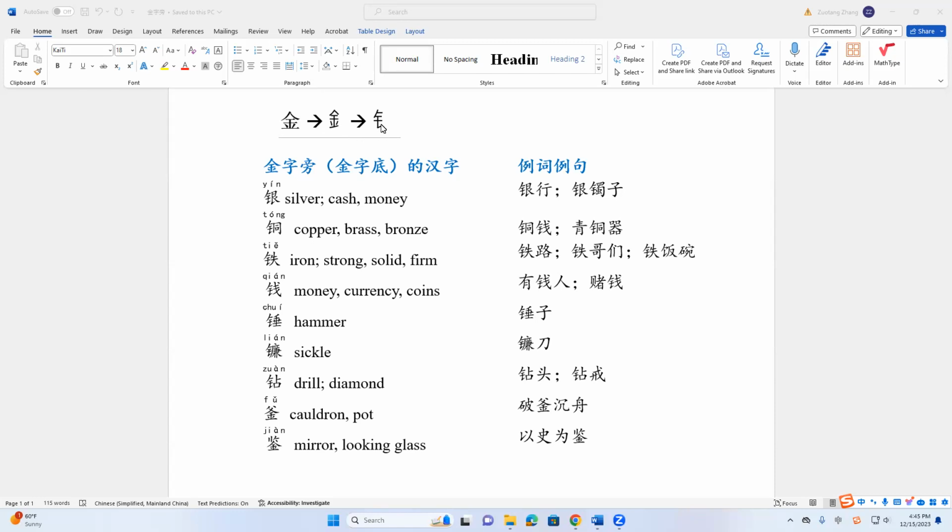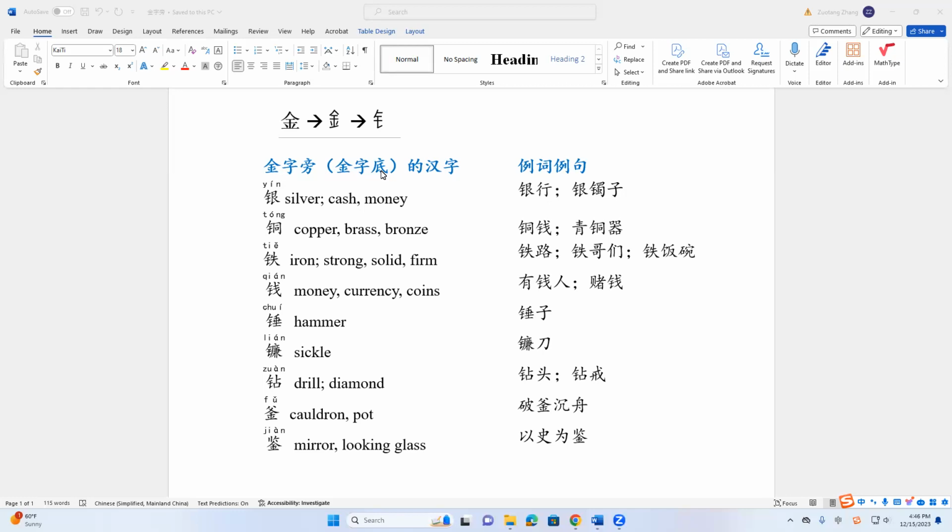However, there is a simplified version like this one. In mainland China, 金字旁 is simplified in this way. So the title is 金字旁或者金字底。旁 means by the side of, at the side, and 底 means at the bottom.